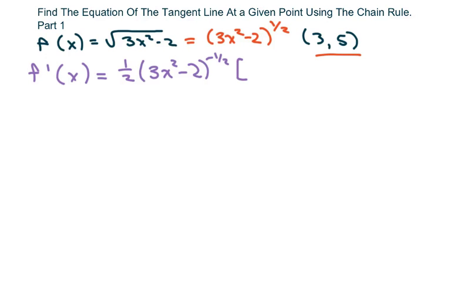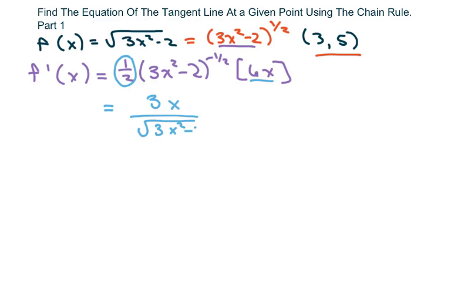Then you're going to take the derivative of your inner function, which is going to be 6x, and we're going to clean this up, and we multiply these two, so it's going to be 3x. And then the denominator, you just bring this down. This is square root of 3x squared minus 2.